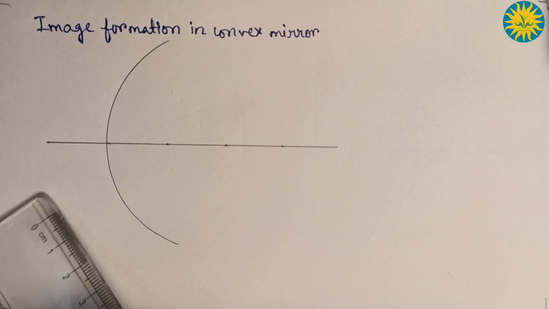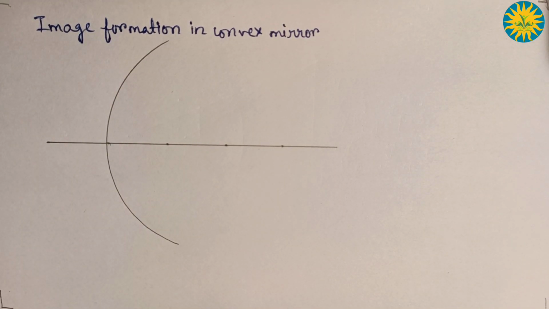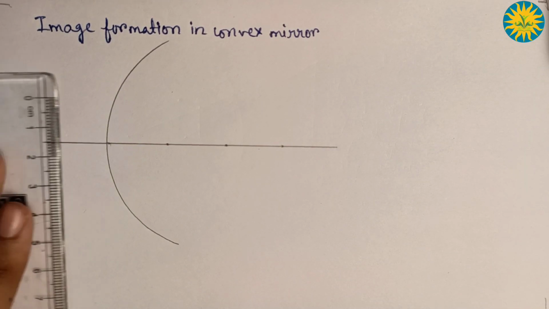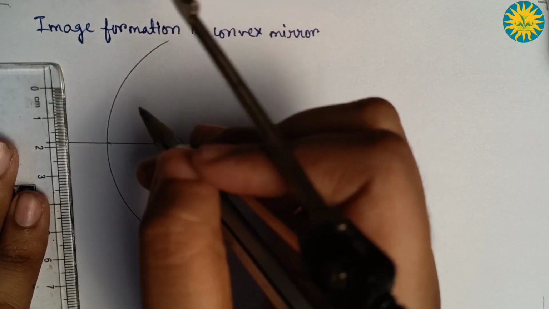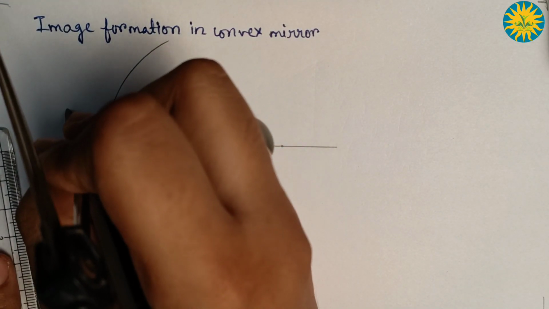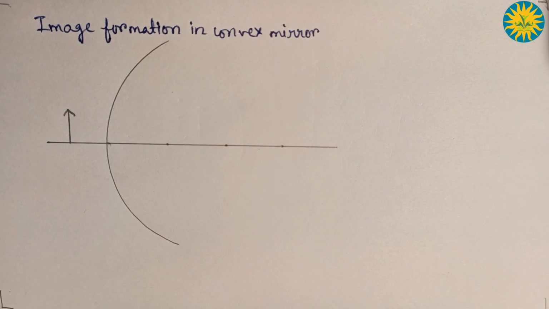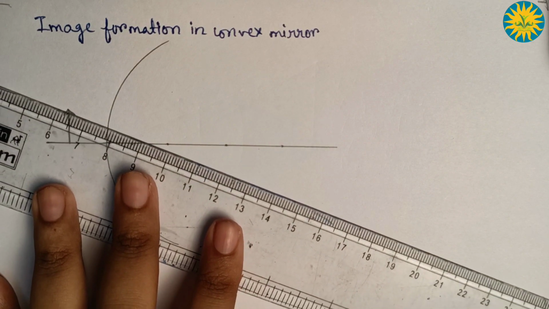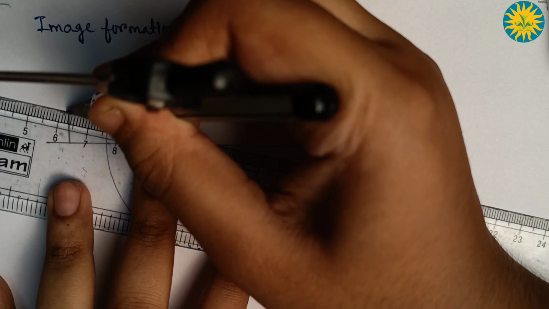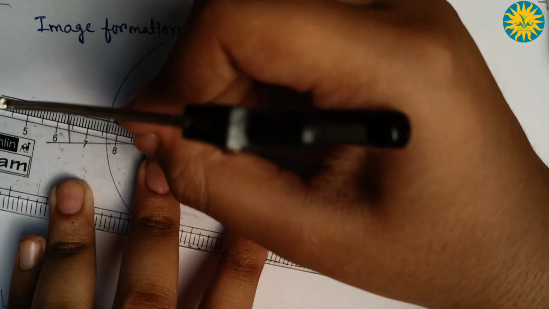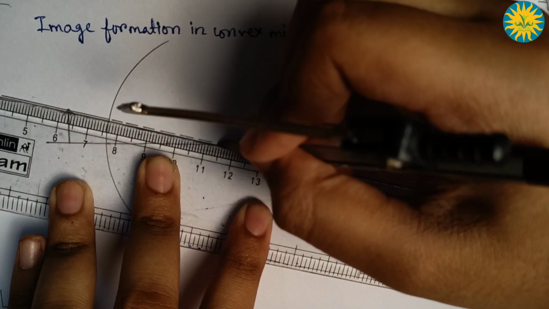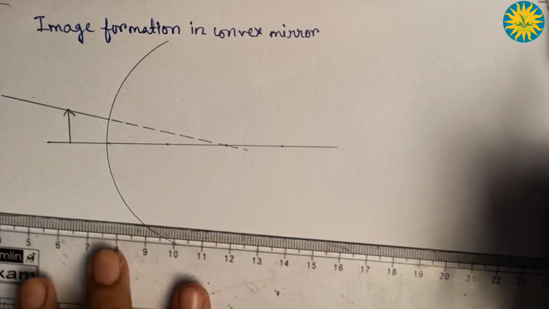Now we will draw the object in front of the mirror. We are taking the object in front of the mirror. Just see, this will be our object, and this is the arrowhead that denotes the head of the object. Now the first incident ray will pass through the center of curvature, and just see that we will draw a firm line till the mirror. Then we will extend the line up to the center of curvature in dotted line, because the incident ray is striking the mirror.